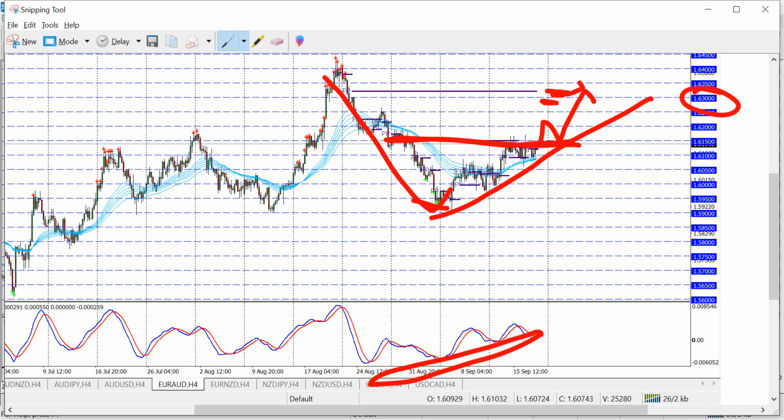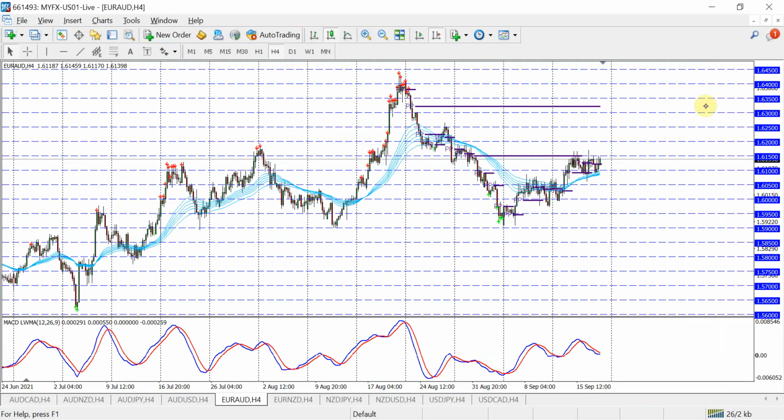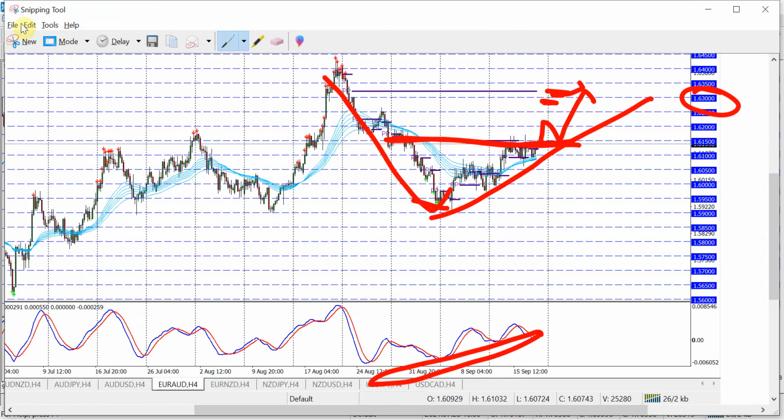So again, I like this particular setup, this ascending triangle pattern, along with the other one, which was a descending triangle pattern, from that perspective there. So again, I think we're going to get a lot of potential in this particular trade. Then we've got the Euro New Zealand dollar.